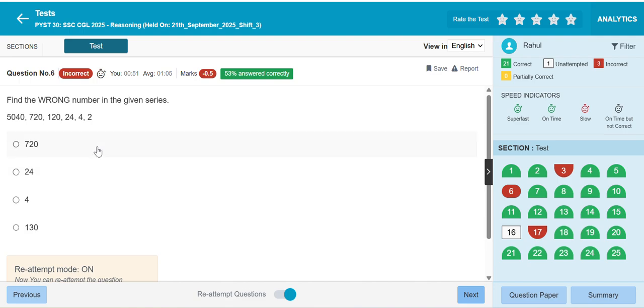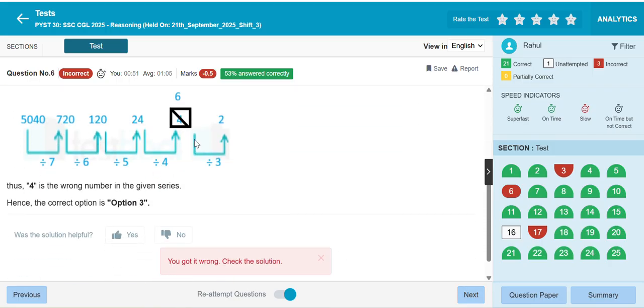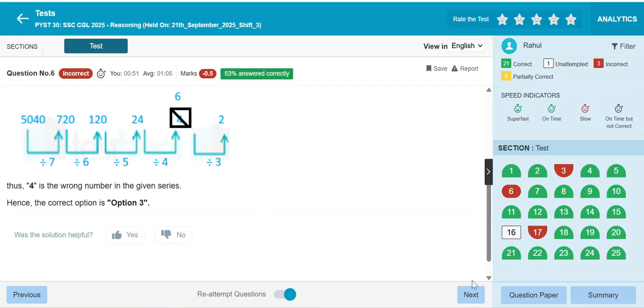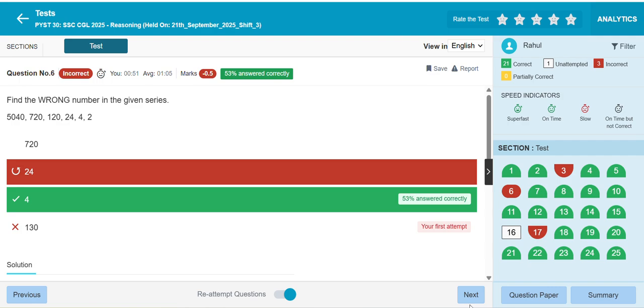Okay, so let's move on to this, where I eventually made a mistake. I also spent 51 seconds here. I was quite confused. Then I just let it go, and then I found that it was actually number 4 which was missing, because 5040 divided by 7 is 720, 720 divided by 6. So it's coming in a decreasing way. So 6 here is the correct option. Sorry, 6 should be there instead of 4. So this is where I have to work upon.